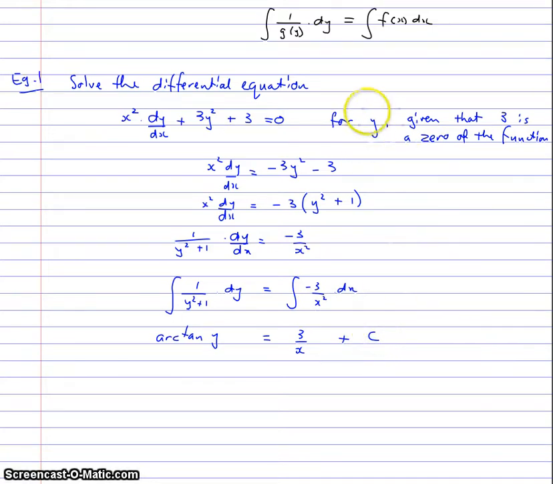Now we need to solve for y. If arctan of y equals 3 over x plus c, then from this point on we could consider the fact that 3 is a zero of the function. In other words, x will be equal to 3 when y equals 0, which means arctan of 0 will be 3 over 3 plus c. Now we know arctan of 0, in other words, what angle has its tangent 0? Well, that is in fact 0; we just take the simplest one. So 0 equals 1 plus c, which means c equals minus 1.